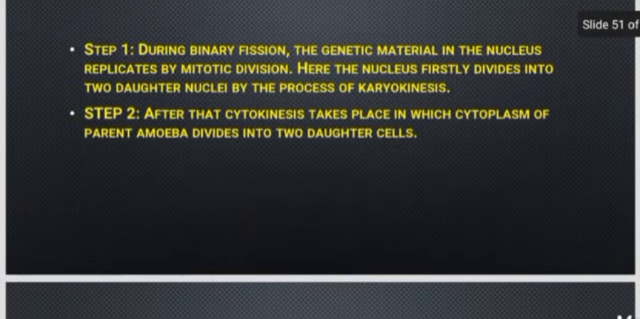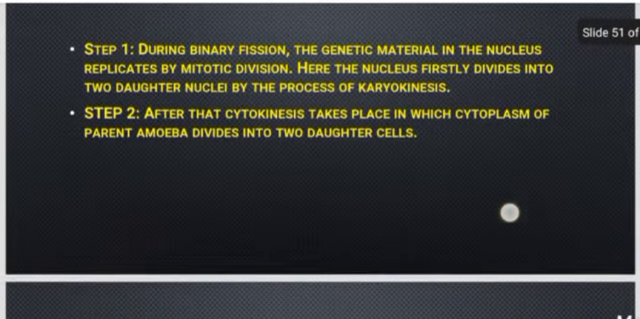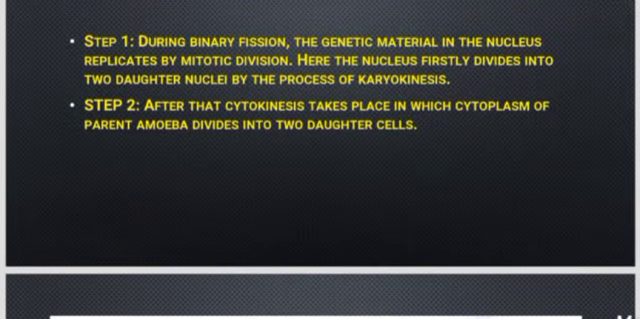And I just gave you a small description of the diagram, what it meant. Step 1, during binary fission, the genetic material in the nucleus replicates by mitotic divisions. Here the nucleus firstly divides into two daughter nuclei by the process of karyokinesis. That is, splitting of the nucleus into two is known as karyokinesis. This word is not in your textbook. And after the division of the nucleus, later the cytoplasm is dividing, then it will be equally split into two daughter cells.